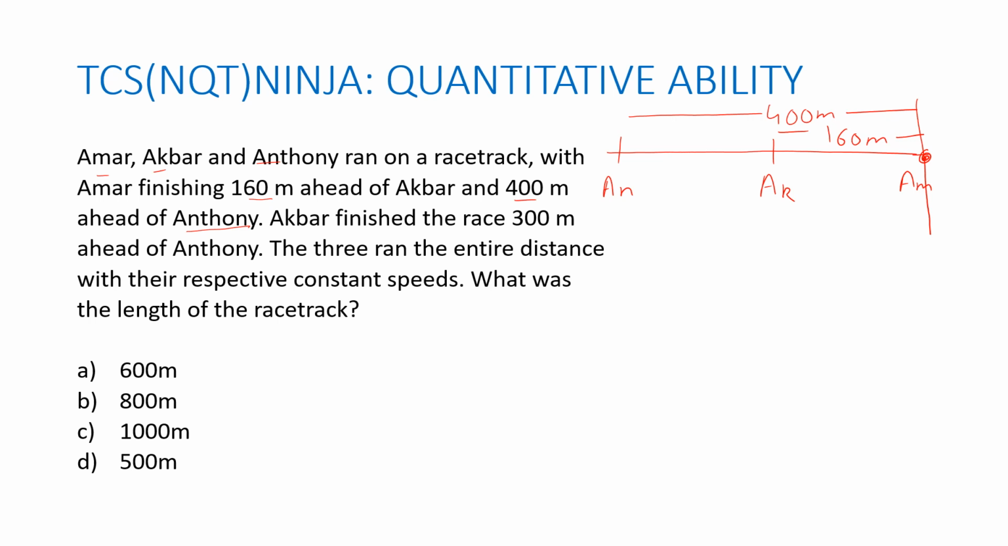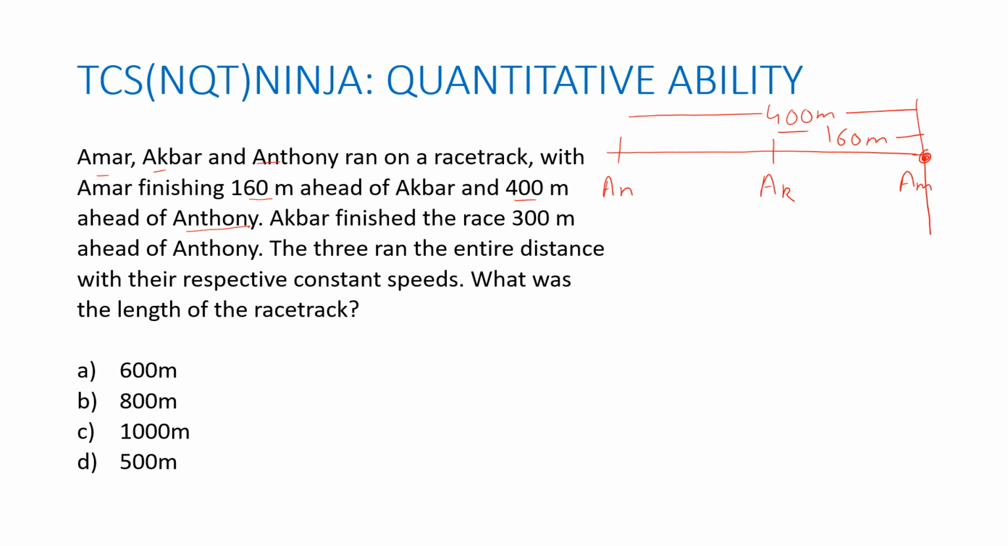Okay, so this is my first instance of what is given over here. Now later on, what is said in the second sentence? It says Akbar finished the race 300-meter ahead of Anthony. The first sentence talked about when Amar won the race and Akbar was coming second and Anthony was third. Now, what will happen after some point of time?